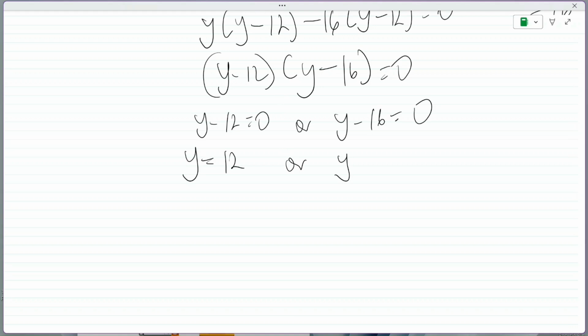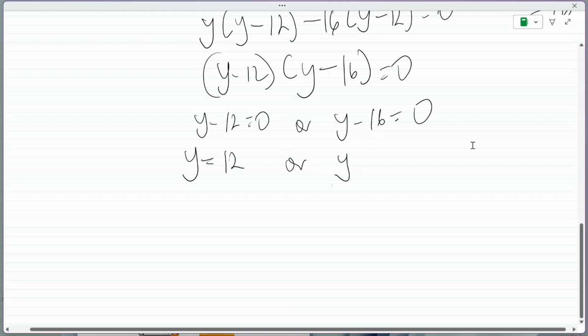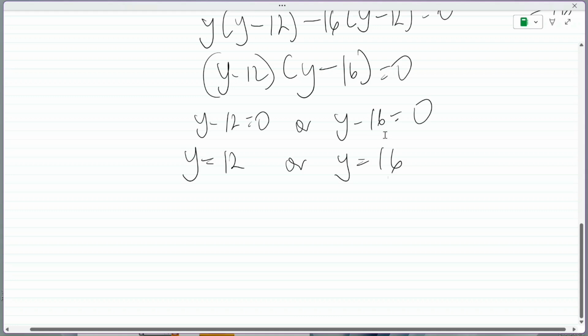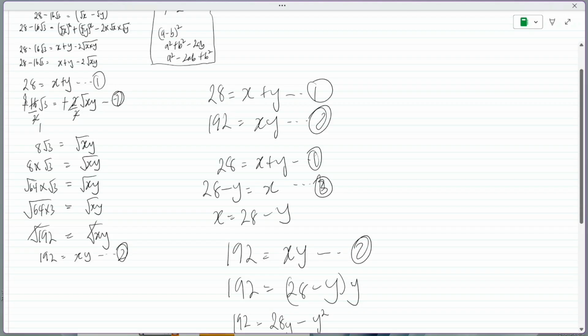Or on the other side, y, then the minus 16 crosses the equals sign and turns to plus 16. That's 16. Standard in math, you say add 16 to both sides to get this minus 16 to become plus 16 on the other side. Same applies to this 12. The values for our y are 12 and 16.